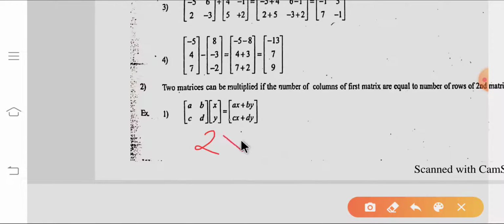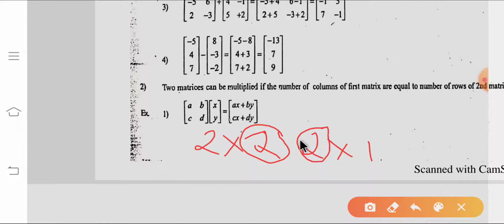That is, this is a 2 by 2 matrix. The first matrix is 2 by 2 and the second matrix is of order 2 by 1. If the number of columns of the first matrix is equal to the number of rows of the second matrix, then matrix multiplication is possible. So the resulting matrix comes out as a 2 by 1 matrix.